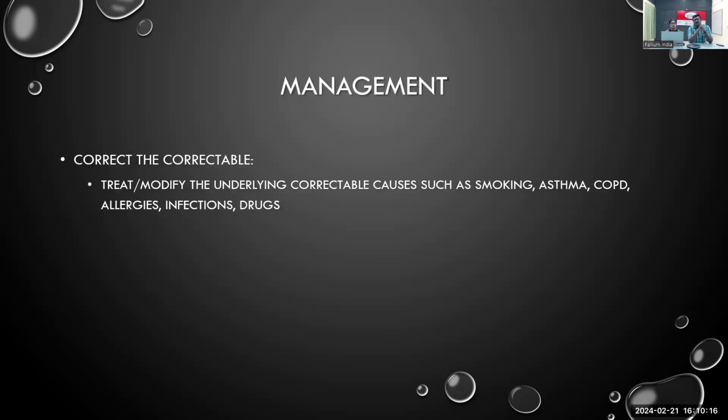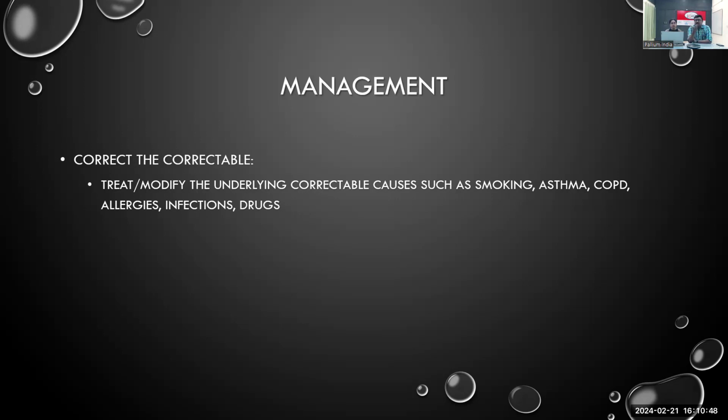So on to the actual management. Again, we follow the basic principle of initially correcting the correctable, then doing the non-pharmacological aspects, and finally giving drugs. Correct the correctable is common to basically everything. If you find something that is causing the cough, you treat it. If the patient is smoking, ask him to stop smoking. After cessation of smoking, it takes around 4 to 6 weeks for the coughing to stop. That's the window period it takes to actually see the benefits.